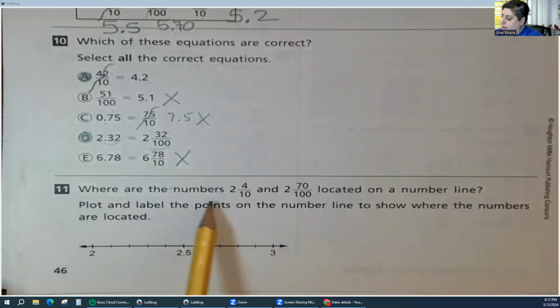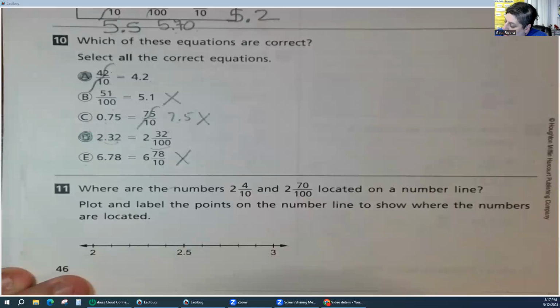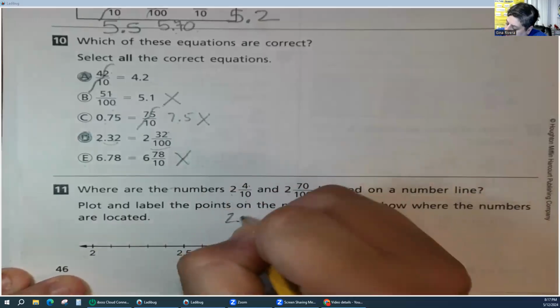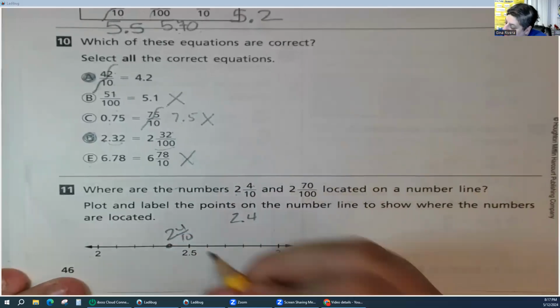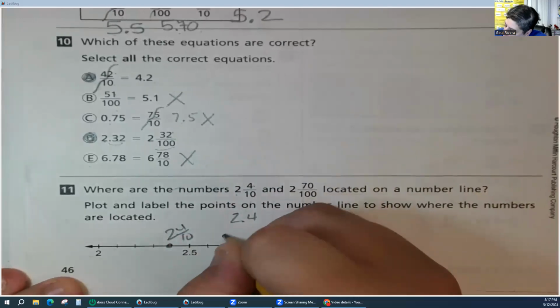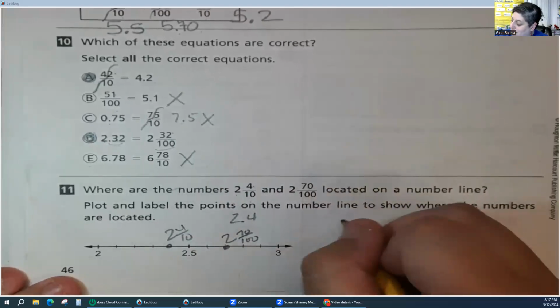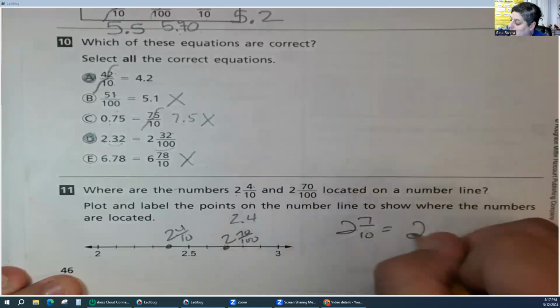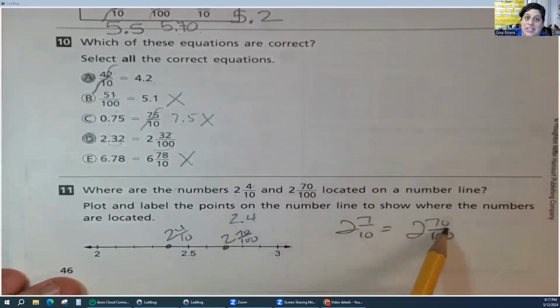11. Where are the numbers 2 and 4/10 and 2 and 7/100 located in this number line? 2 and 4/10 is the same as 2.4. So this is where 2 and 4/10 would be. And 2.6, 2.7, this is where the 2 and 70/100 would be. Because remember, this is the same as this, because it's like having 7 dimes and 7 pennies. That's the same amount of money. Okay? Boom. Going to the third page. You are rocking this. All right.